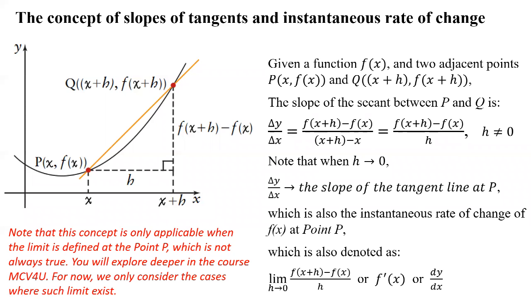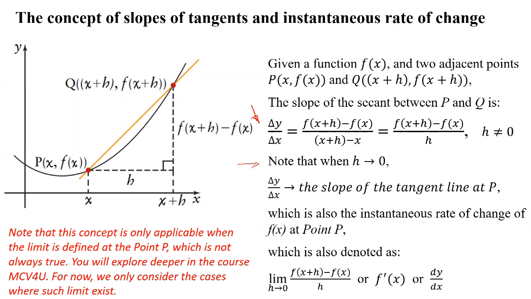And we already know that the slope of the secant between P and Q is given by the following formula, which is delta y over delta x, right? Delta y is the difference between the y coordinates of these 2 points, and delta x is the difference between their x coordinates, which can be simplified to (f(x+h) minus f(x)) over h, right? Of course, h is not 0.